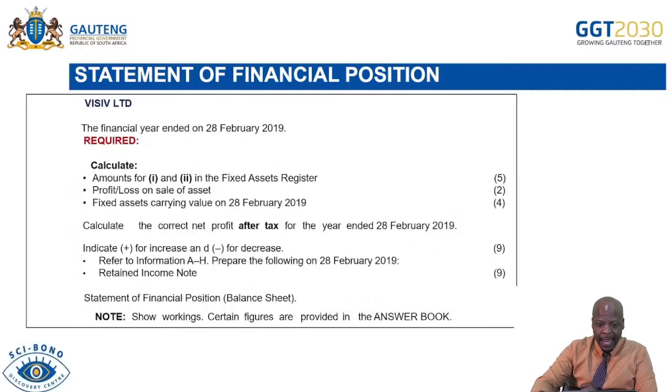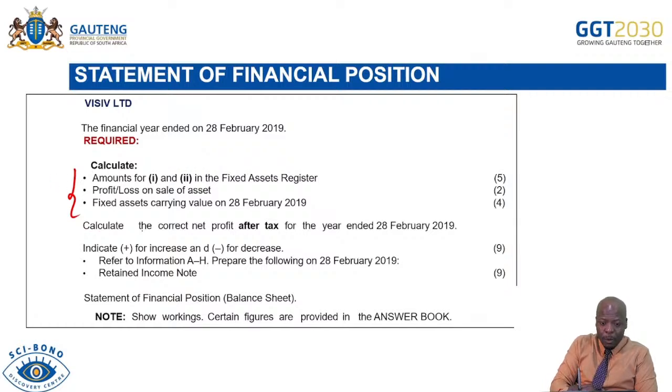All right, and then we have a question which is VC Limited. The financial year ended on 28th February 2019. Required: we're going to calculate. So these amounts are related to our fixed assets. So we're going to do some fixed assets calculations.